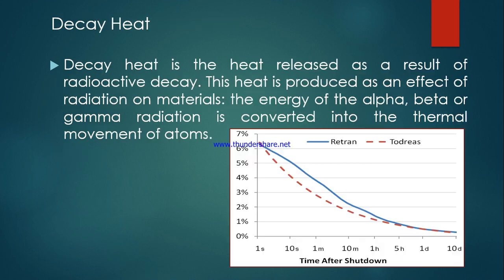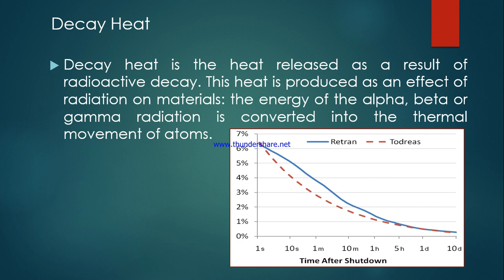It's due to radioactive decay. So this decay heat is the heat which is released as a result of radioactive decay, which can take quite some time. So this heat is produced as an effect of radiation on materials. The energy of alpha, beta or gamma is converted into thermal movement of the atoms.